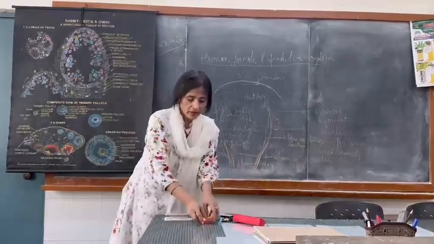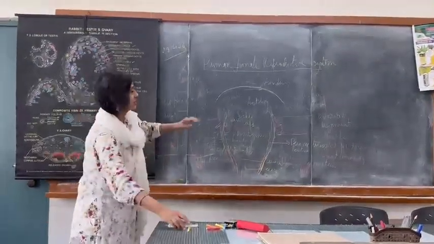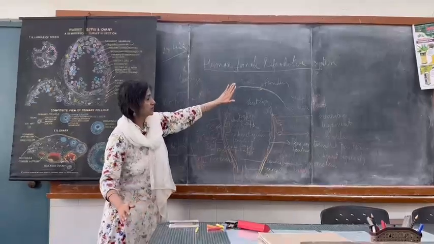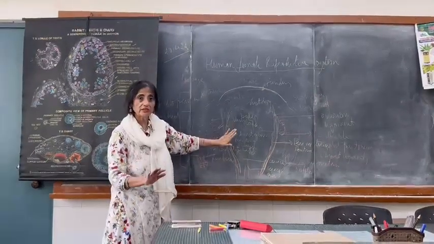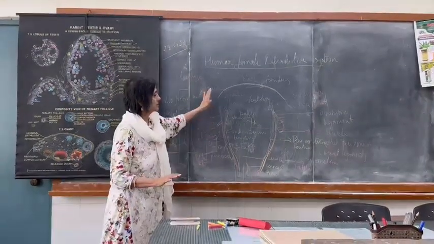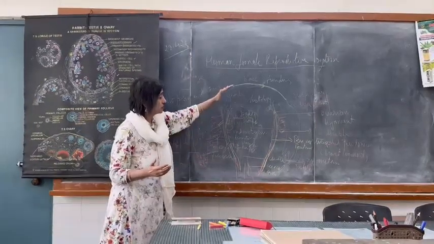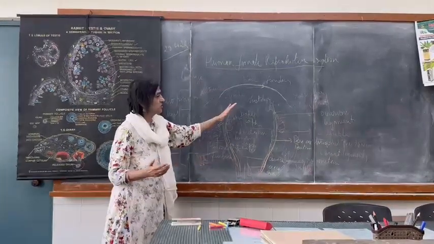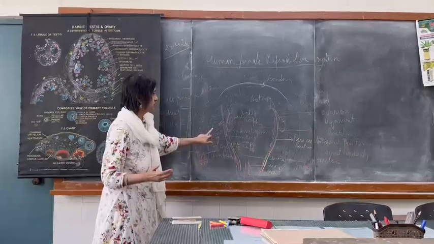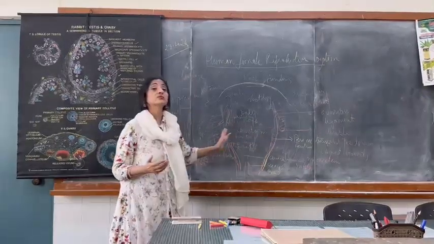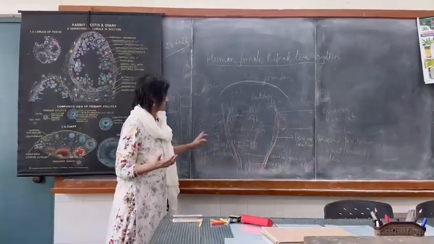So I'm placing the chalk here. This is the human female reproductive system. Today is our lecture, right? In this lecture, you and I study the structure of the human female reproductive system. This is the primary sex organ, the ovary.